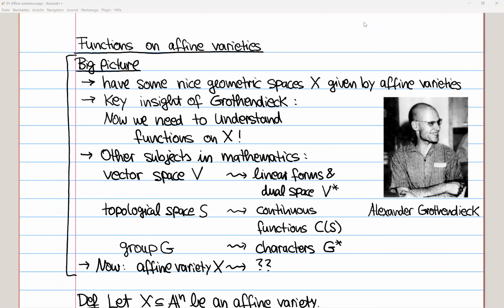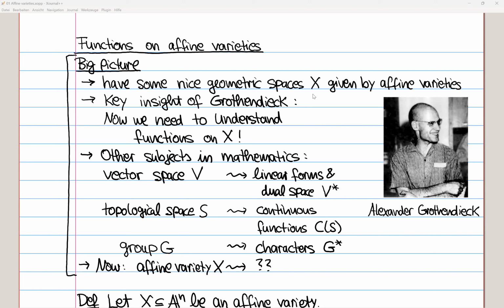So in the lectures until now, we dealt with the construction of these nice geometric spaces X given by affine varieties. We saw they're contained in the ambient affine space. We defined them as sets, and then we started manipulating how you can describe them via ideals.